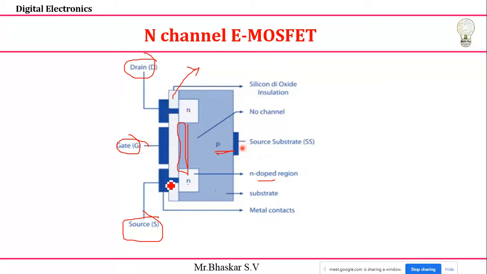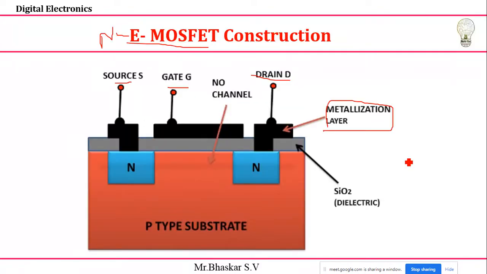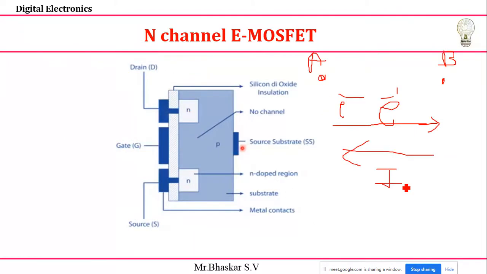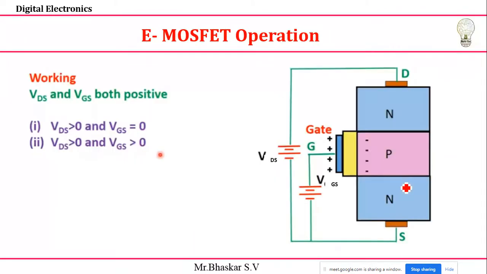In order to connect my source and drain, we have a metal connection. By using the metallization process, we design this. This is the structure of the E MOSFET. Okay, so first I'll take one condition. Let's move on to the working process.